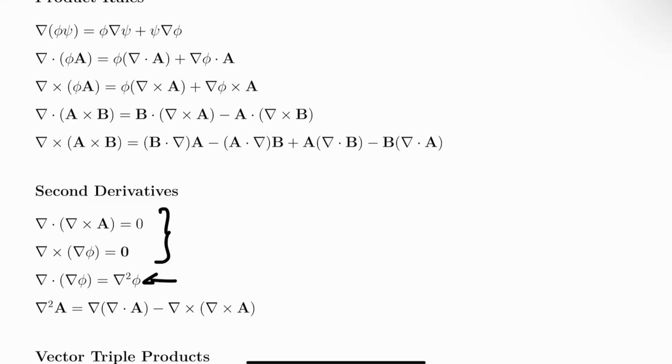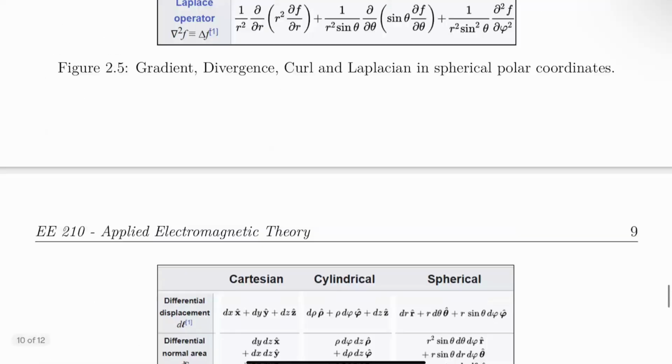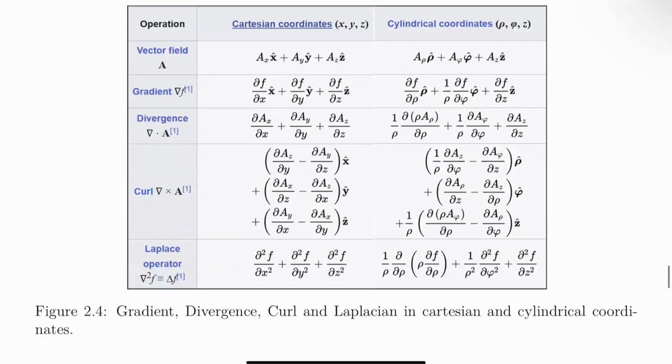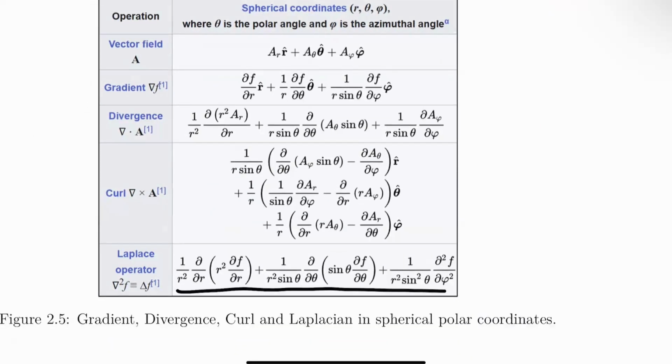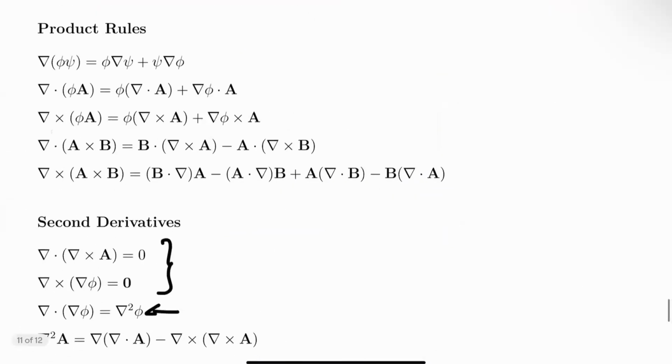It's just the second derivative in each coordinate. So we have it out here. Yeah, here, right? So that's what it is. There are expressions for it. But there's also something called a vector Laplacian.